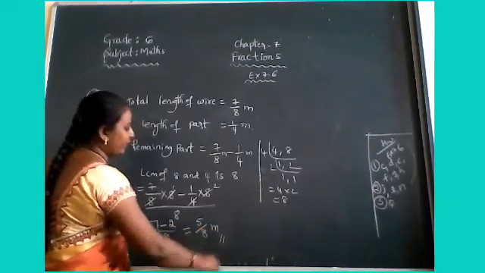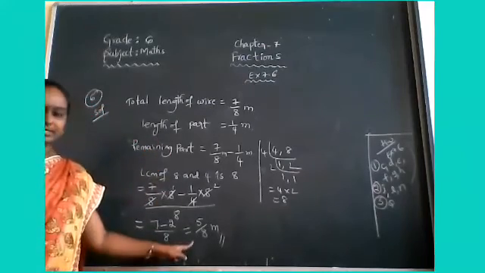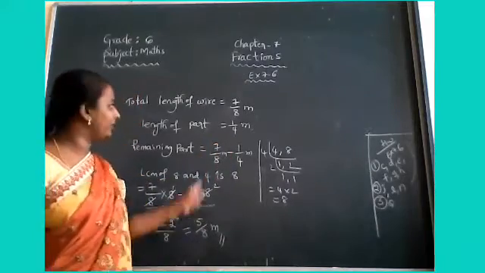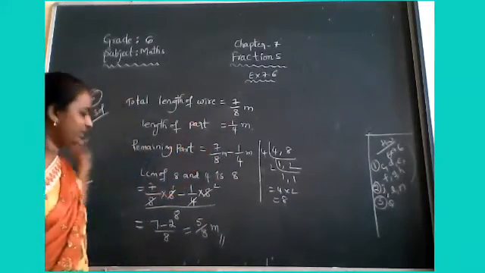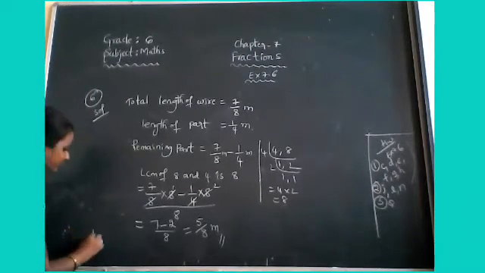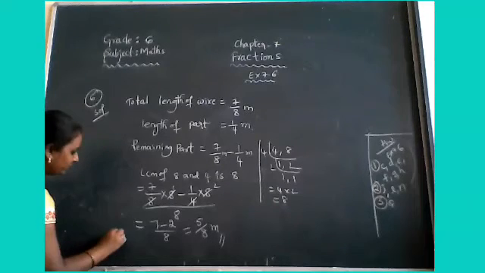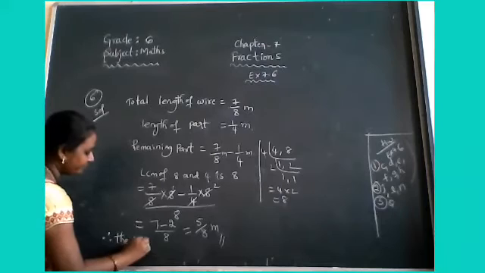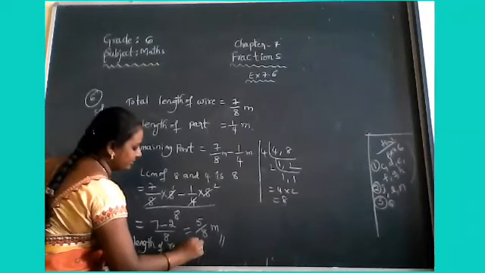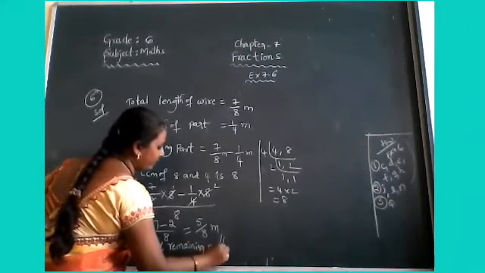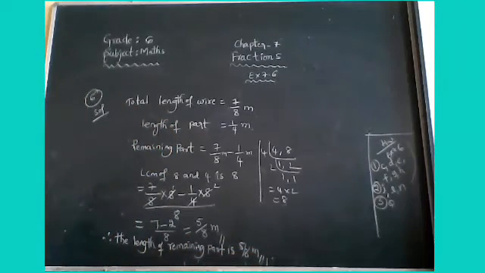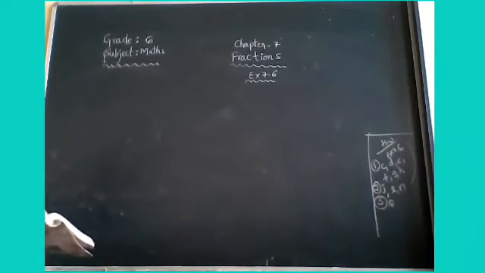What is the length of the second part? 5 by 8 meters. If you add these two, 1 by 4 and 5 by 8, you will get 7 by 8 meters. Okay, so finally write: therefore the length of the remaining part is 5 by 8 meters.